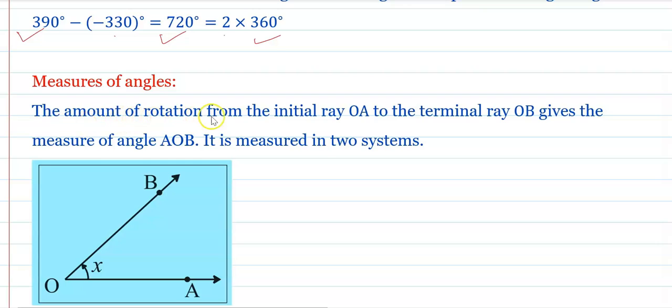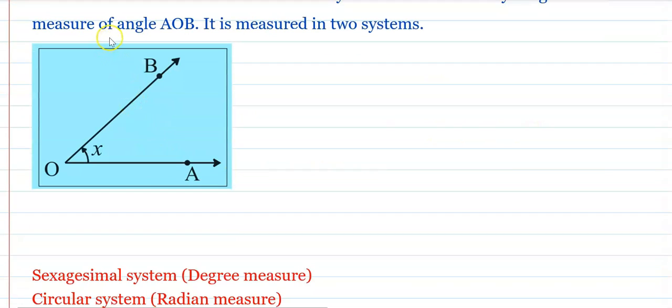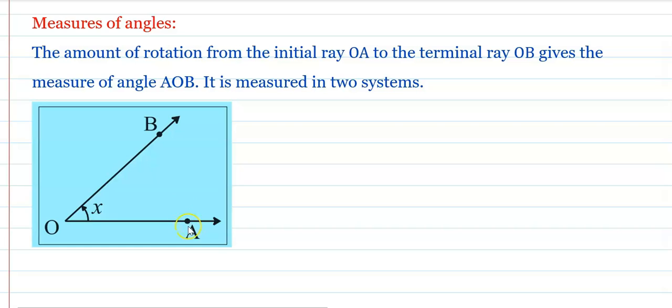Okay, next, the measure of angles. The amount of rotation from the initial ray OA to the terminal ray OB gives the measure of angle AOB. It is measured in degrees. Okay, now here, see, amount of the rotation, initial ray is OA, terminal ray is OB, and it starts from OA to OB, and this is the measure of angle.